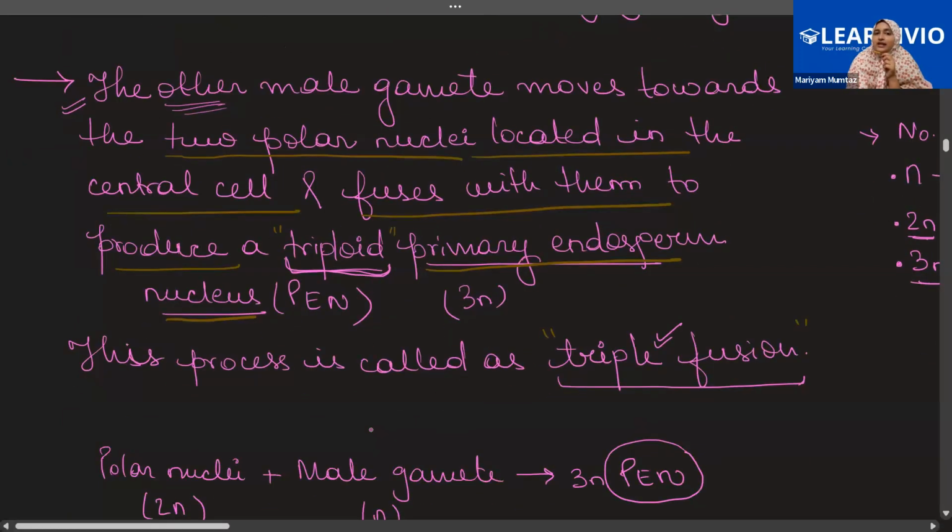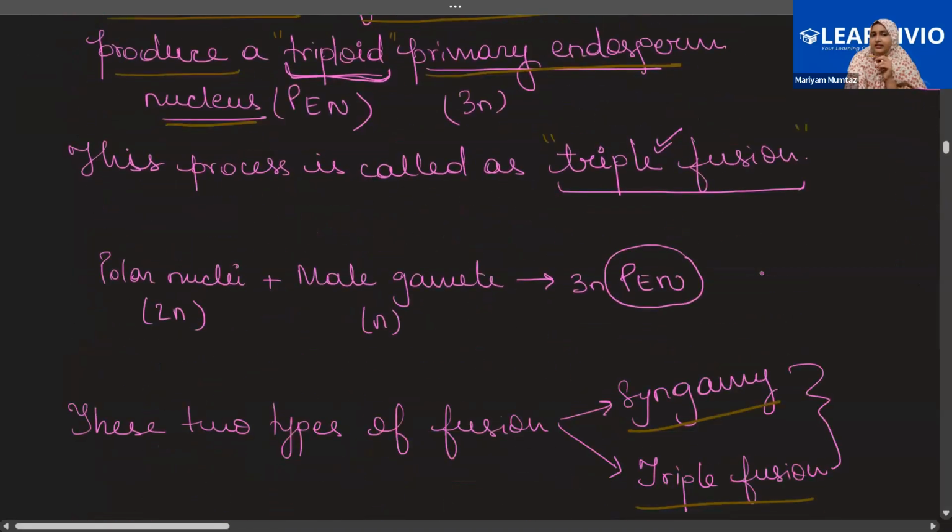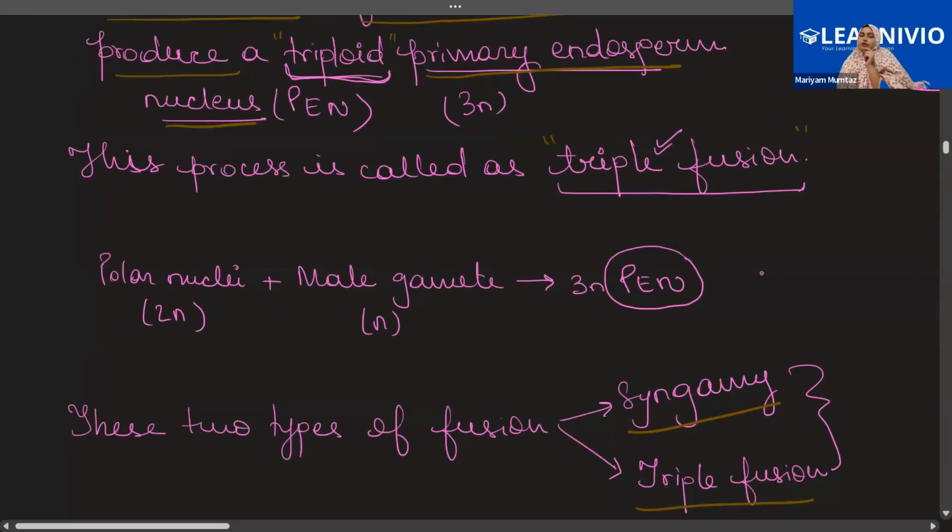This process wherein the other male gamete fuses with the 2 polar nuclei, we call it triple fusion, because three things are being fused, right? And the polar nuclei, what happens? They are earlier present like this. After a little while, they both combine and form one. So they become 2n.